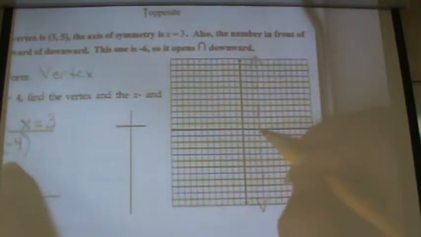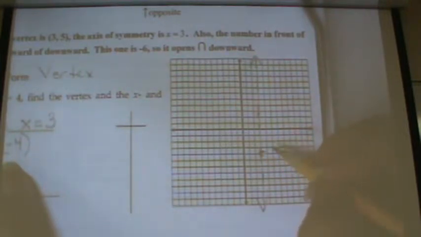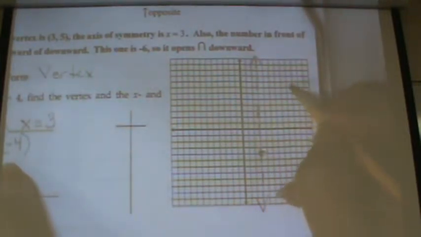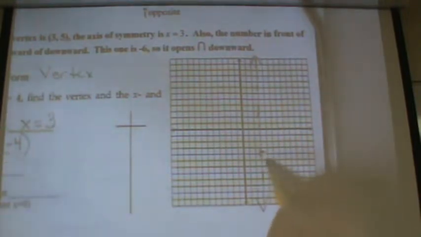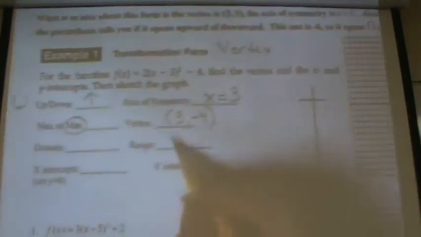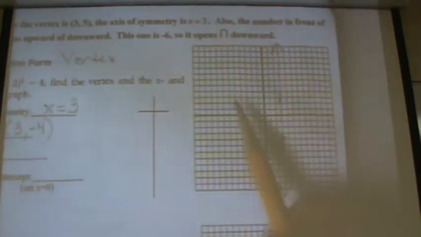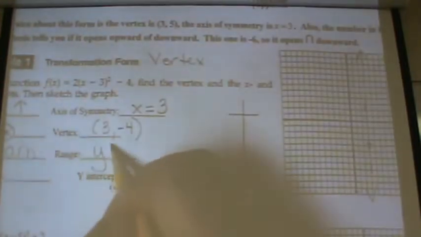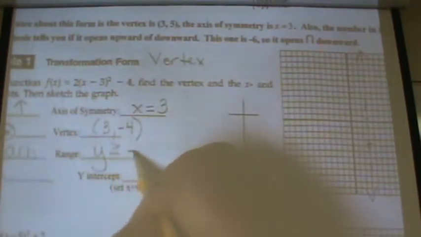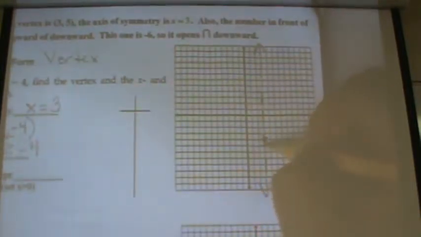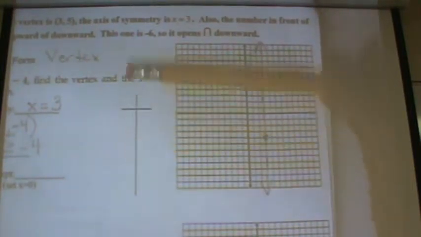Very good. So (3, -4) is our vertex. Now, our graph is gonna be shaped like this, right? U-shaped. So now that we have the vertex, can you add anything onto this list? What's the domain and the range? All real numbers is your domain, but what's your range? Y is greater than or equal to -4, because this thing's gonna be shaped like a U. So all the y values that are bigger than -4 are part of your range.